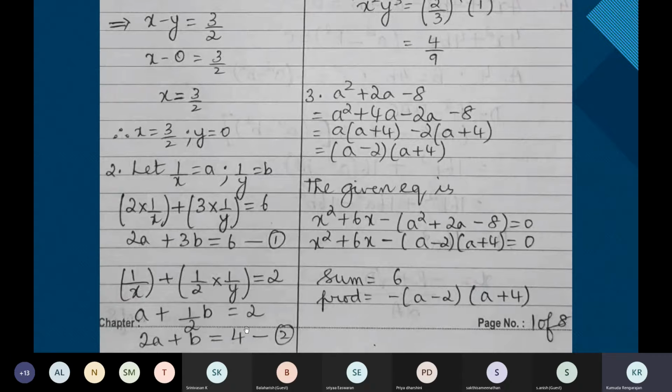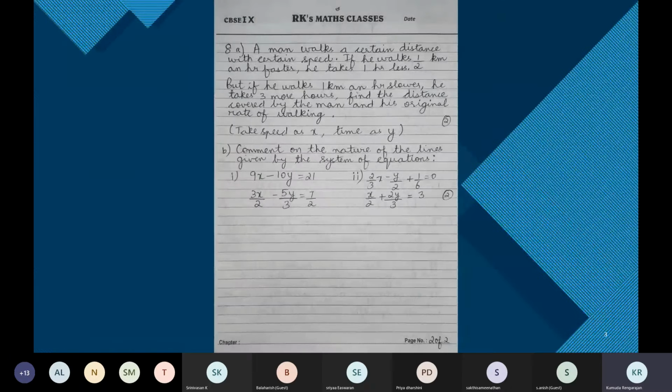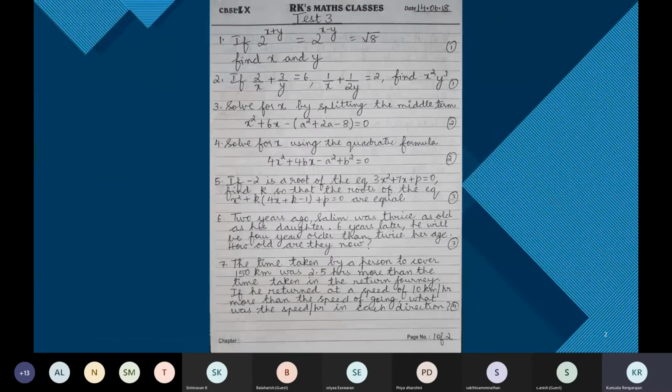On taking the LCM here, you will get 2a plus b is equal to 4. Please take the common denominator 2. So 2a plus b is equal to, on cross multiplying, 2 into 2, 4. So these are the two equations. You need to solve these two equations and find the values of x and y.